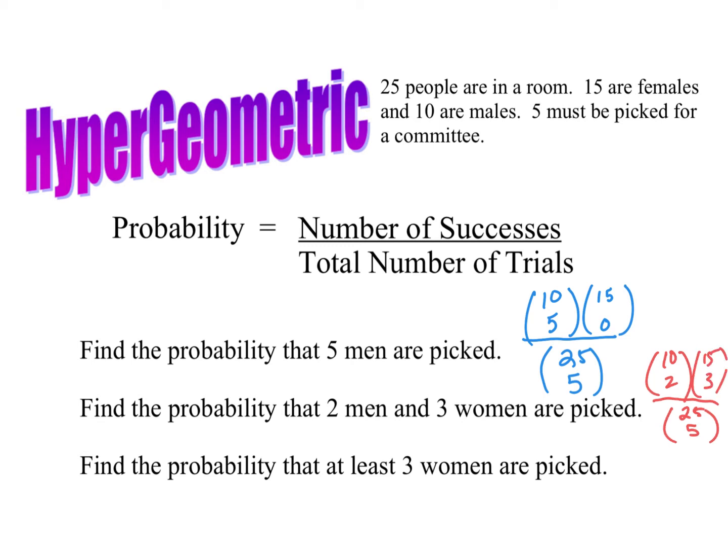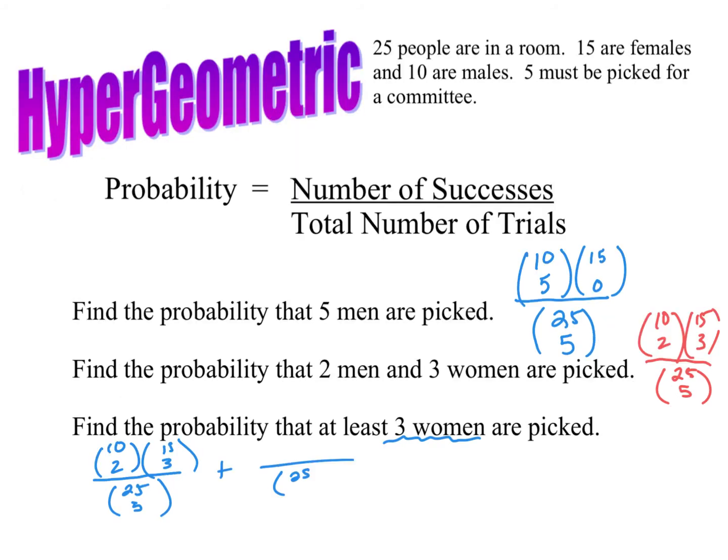Now, here, at least 3 women. Well, this is going to be some work, because what we're going to do is find the probability of 3 women. So let's do that. Oh, I just got done saying don't put a division, then I did it. We got 10 men, pick 2, 15 women, pick 3, plus 25, 5. Getting a little low there and couldn't write, so 25, 5.